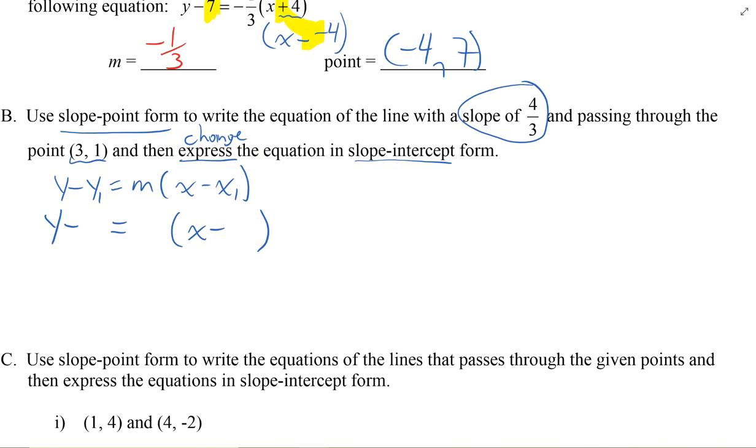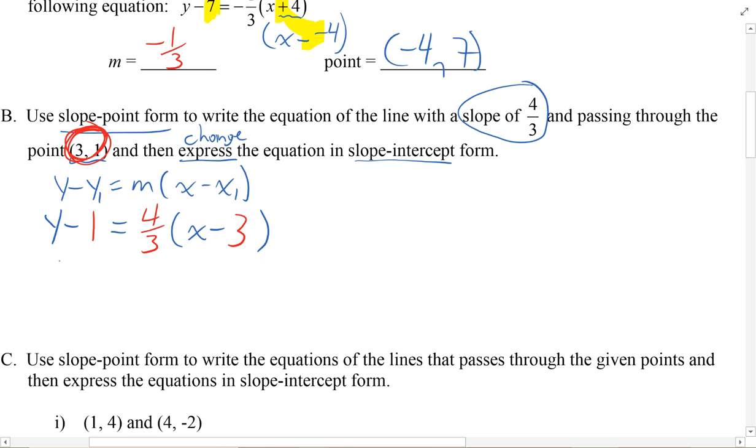So I'm going to fill it in red. What is my y value that I put here? 1. Okay, it's from the point right here. What's my x value? 3. It's from right here, the point that's given. And what's my slope? 4/3. Okay? So the first thing we're going to do is multiply in and get rid of our brackets.